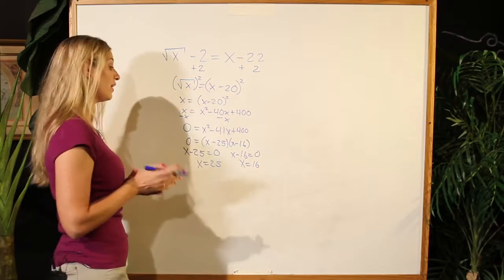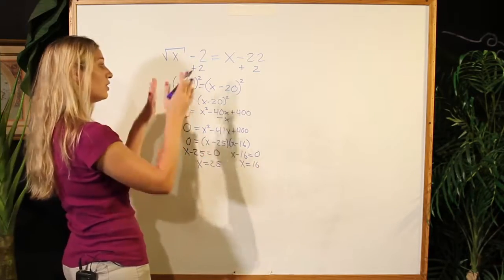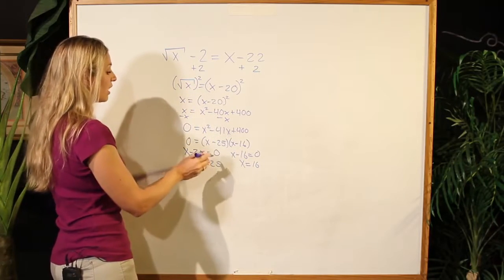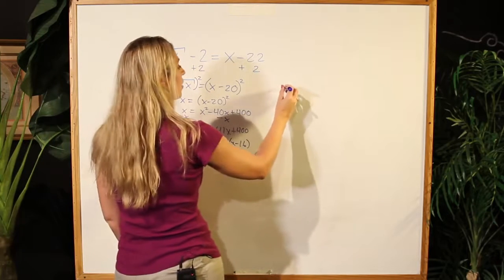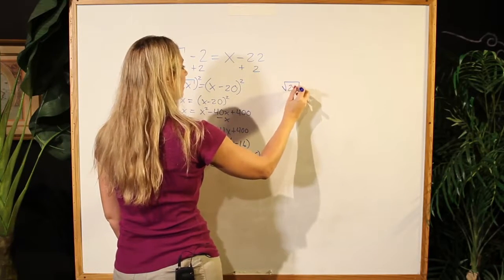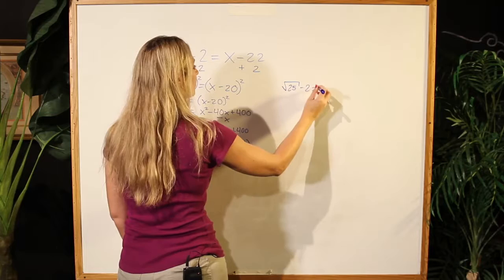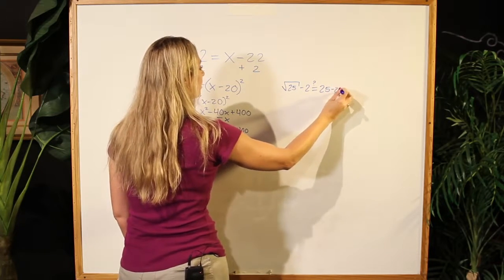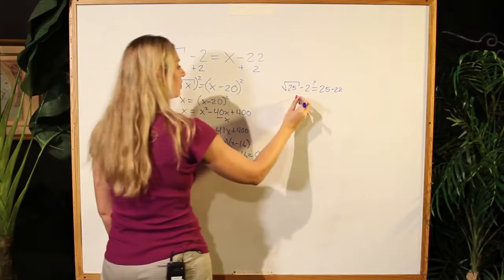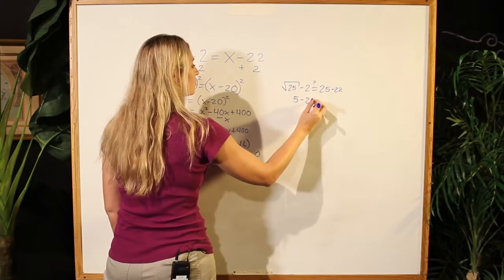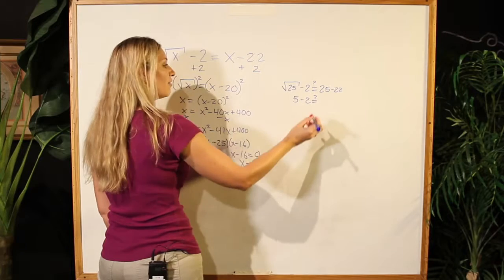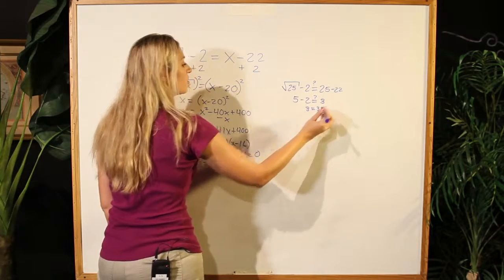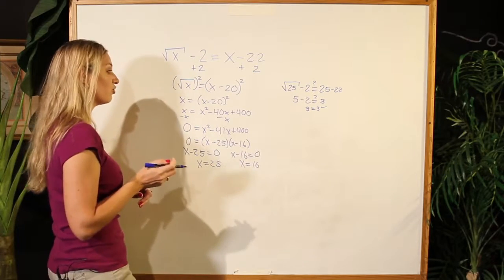Now, as with the case of any radical equation, we need to substitute these back into the original in order to check for extraneous solutions. Let's begin with the 25. We will have the square root of 25 minus 2 equals perhaps 25 minus 22. Well, the square root of 25 is 5 minus 2, and 25 minus 22 is 3. Well, sure enough, 3 equals 3, so this first solution does check.